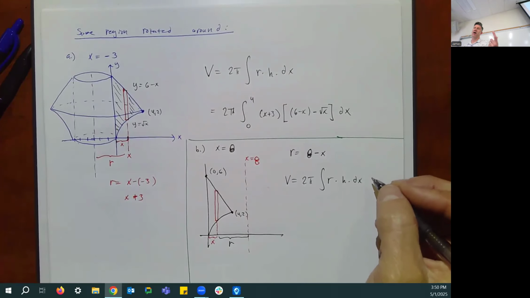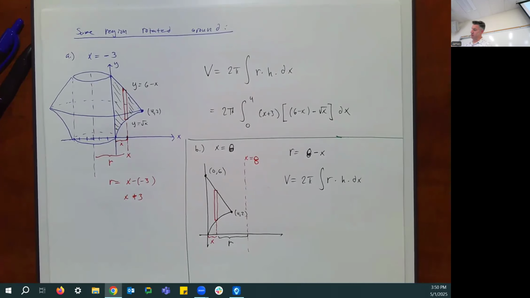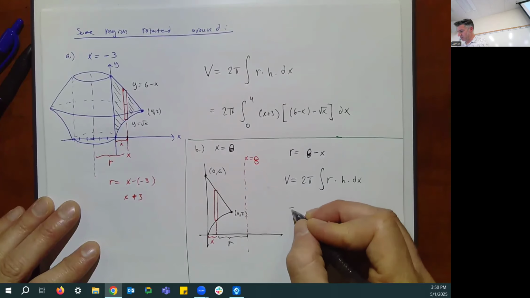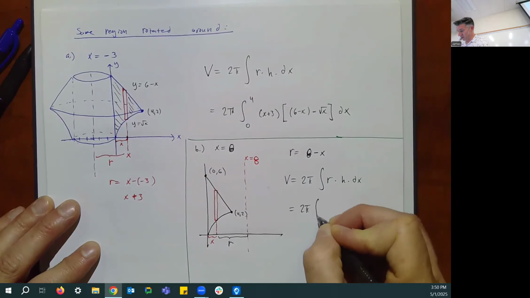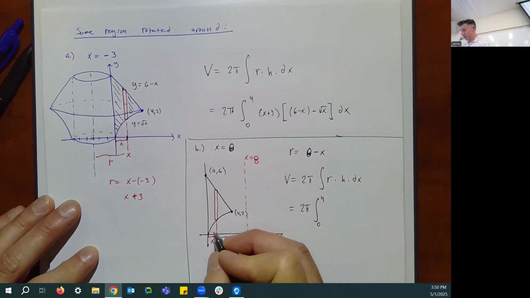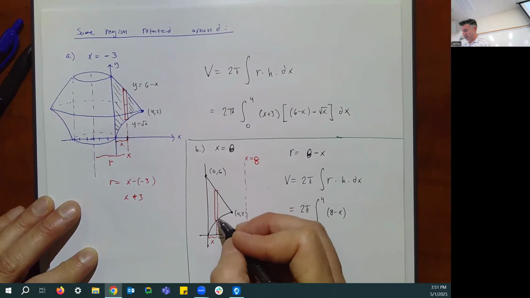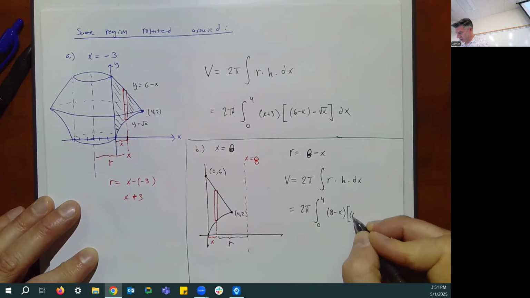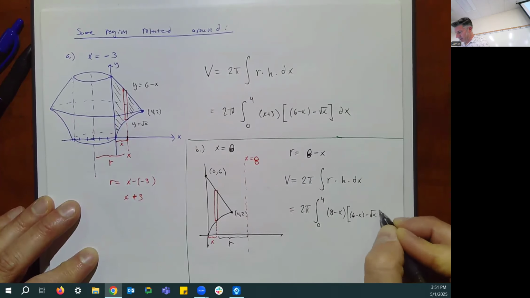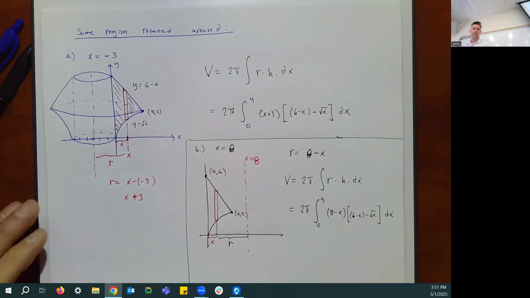So then our total volume, once again, is 2 pi integral r times h times dx. I really do think of it as 2 pi r and then h and dx, and 2 pi comes out, whatever. So here our volume is going to equal 2 pi integral still from 0 to 4. My radius now is 8 minus x. My height is still the top minus the bottom, which is 6 minus x minus the square root of x, dx. Oh, shell method.